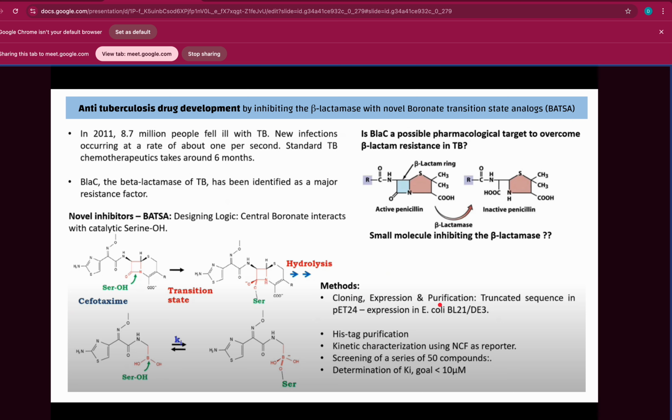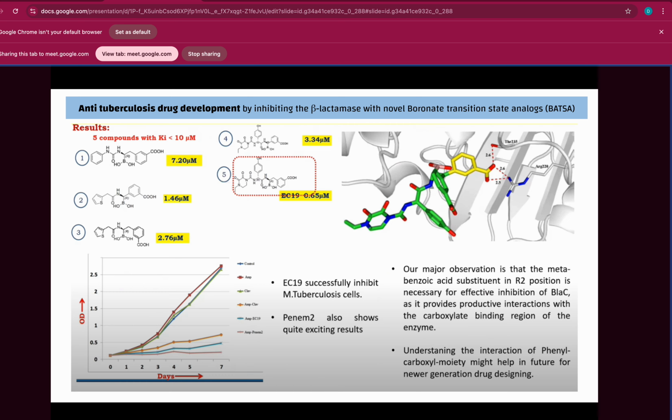So the method is to clone and express them and perform the purification of the compounds. Kinetic characterizations need to be done by using different reporters, and then screening could be done of different compounds. So similarly, as with boronate transition state analogs, different analogs can be constructed, and for all of them calculations can be done as to which has better activity, which has better Ki values. So the goal is that Ki should be less than 10 micromolar. That means with this much concentration it should be effective. So this is what could be done to deal with antibiotic resistance or antimicrobial resistance.